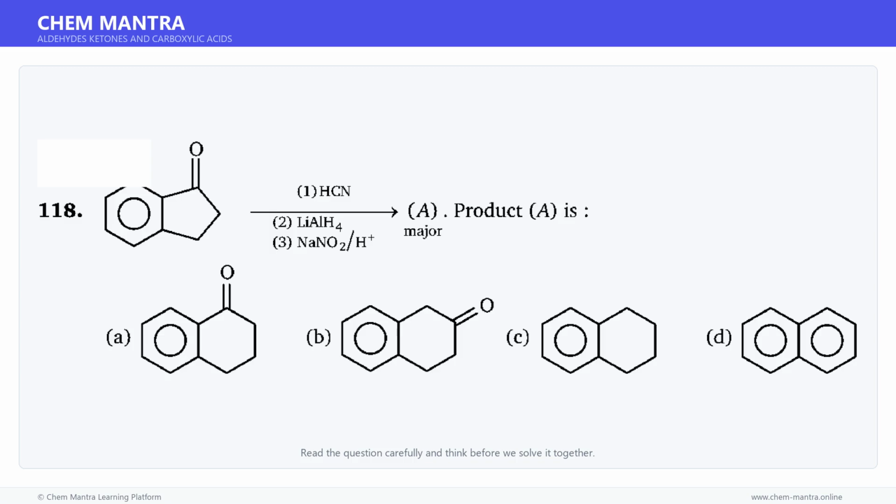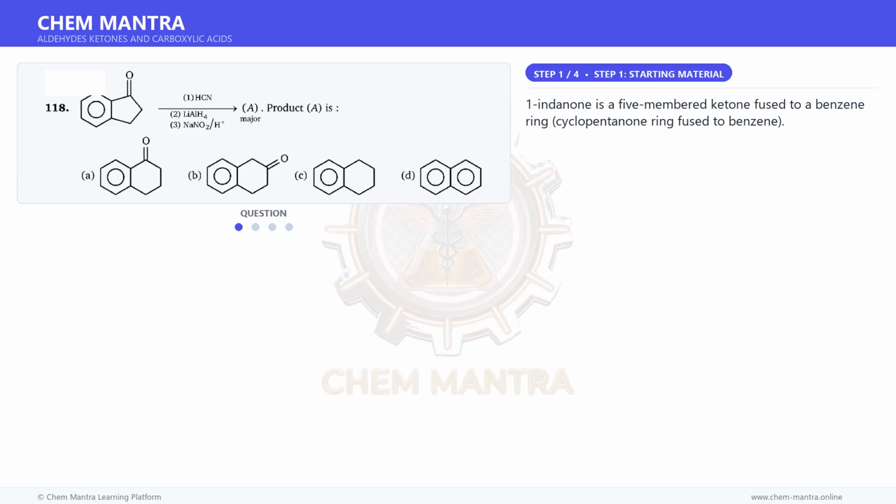Here is a question. Read it carefully and think about the answer. Let us solve it step by step. Let us begin solving this step by step. 1. Indenone is a 5-membered ketone fused to a benzene ring, a cyclopentanone ring fused to benzene.